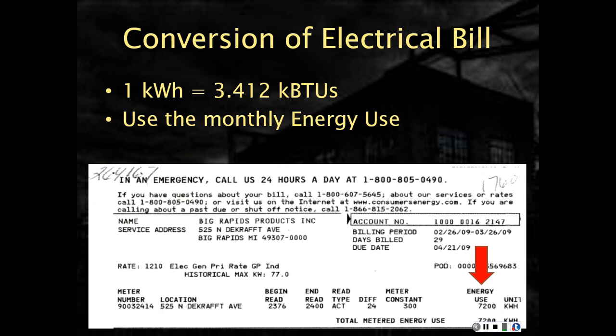Now, again, like we talked about before, to get an energy utilization index, you need to convert all forms of energy use within the building into kBTUs. If we look at electrical first, we have to take the energy use, which is kilowatt hour, and for every 1 kilowatt hour, there's 3.412 kBTUs. So you use the monthly energy use as seen on this slide.